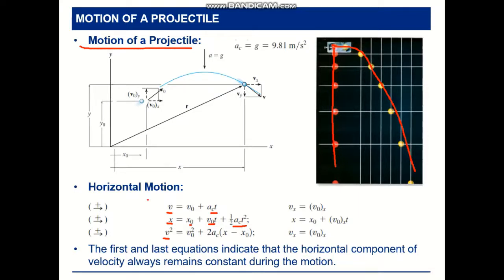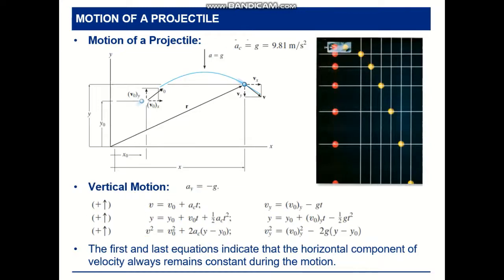So we know that these equations are valid only if acceleration is constant, right? Here we are taking g, the gravitational acceleration, which is constant, and which we take as 9.81 meters per second squared. The first and last equations indicate that the horizontal component of velocity always remains constant during the motion, while the vertical acceleration is the gravity, which is 9.81 meters per second squared.